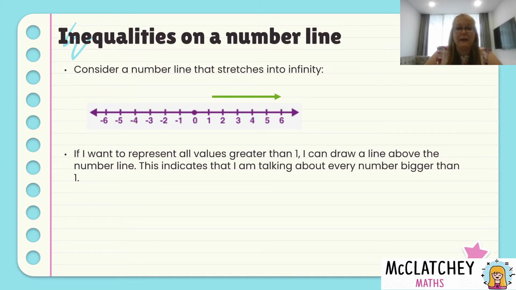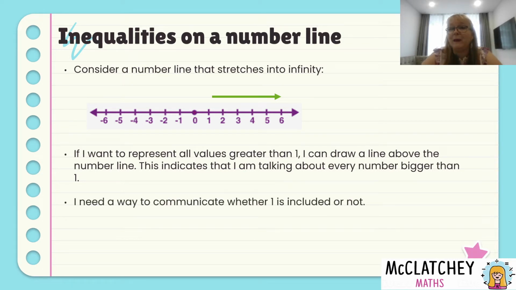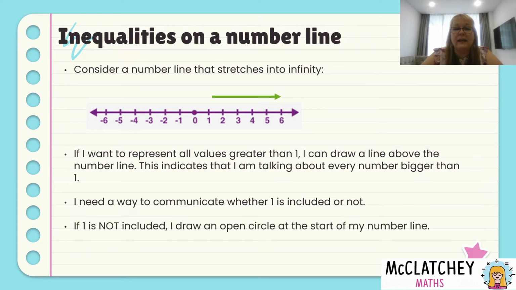That's the easy part. Now, I need to tell people whether 1 is included in that or not. In this situation above, I'm talking about all the numbers greater than 1, but not including 1. So the way that I do that is I draw an open circle, and that's why the line doesn't go exactly above the 1. The circle goes exactly above the 1, and then that line stretches out into infinity after the 1. An open circle indicates don't include 1 in that. So 1.00001 is included, but 1.0 is not.